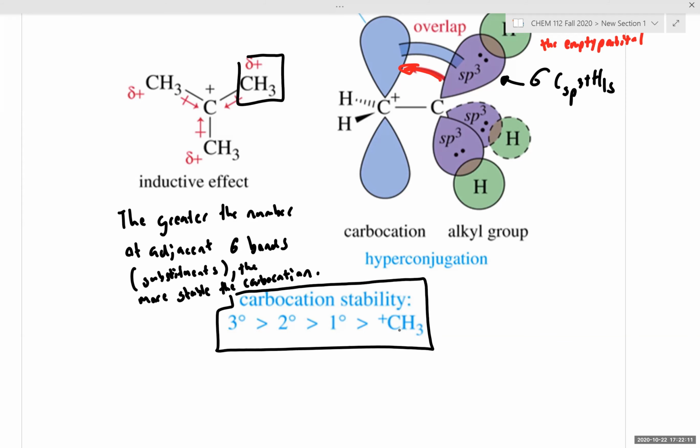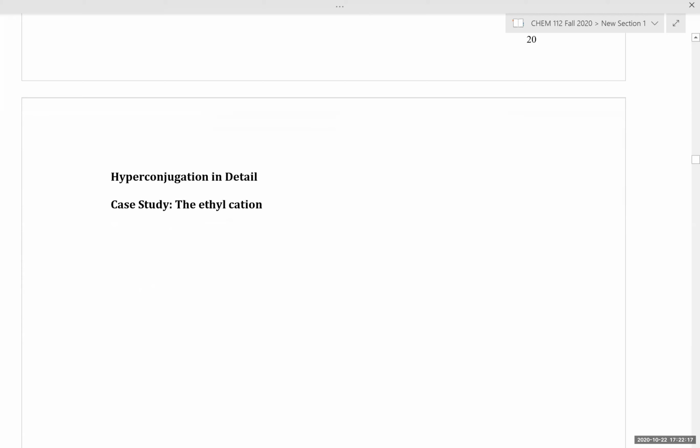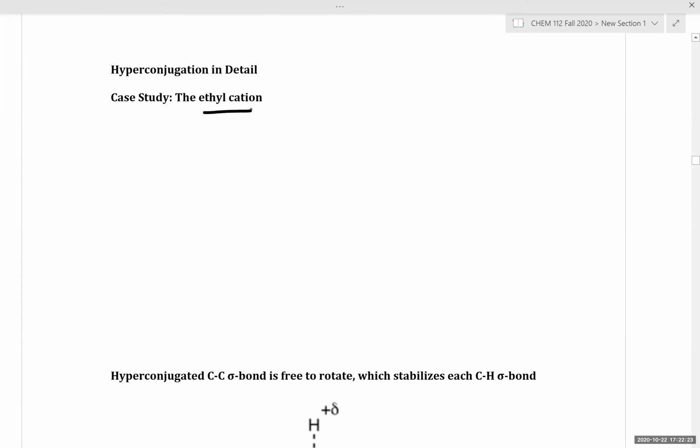Okay, let's delve into hyperconjugation a little bit further, and let's look at the ethyl cation, for example. It looks something like this. To truly visualize these hyperconjugation effects, it's important that we clearly are able to visualize each of our sigma bonds in this molecule. So for the ethyl cation, we can expand this structure out into the following drawing.